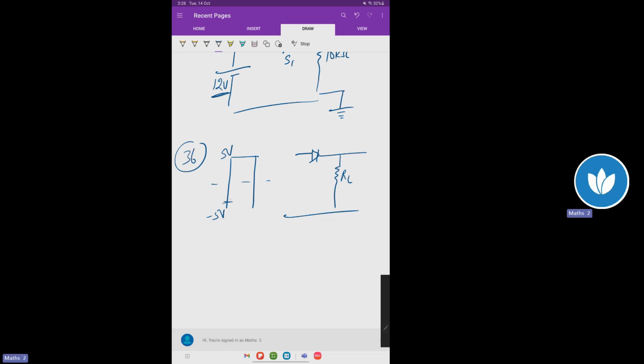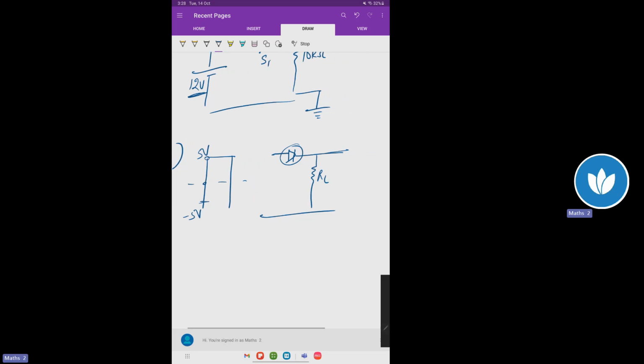So for negative potential, this diode is in reverse bias. There will be no output. And from 0 to plus 5, we will get output. So output is from 0 to 5. Option A.